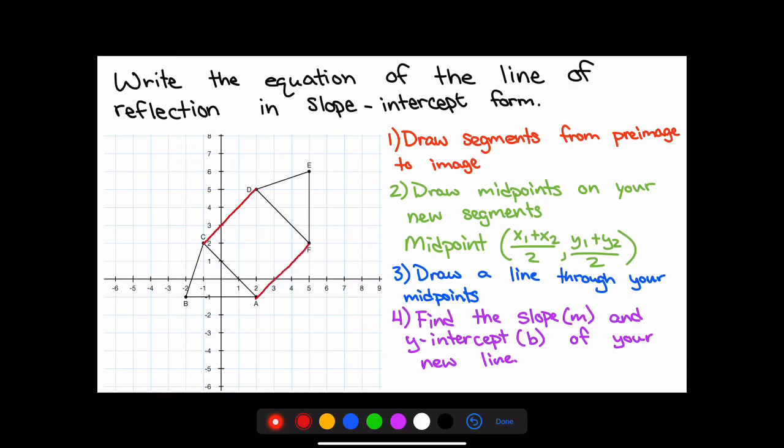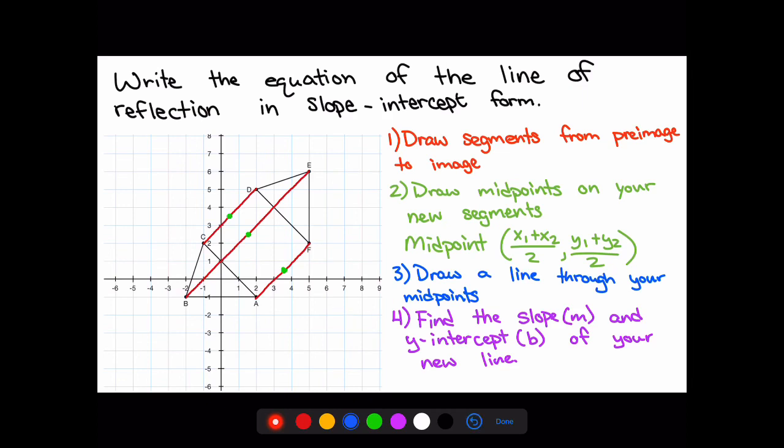Now I only need 2 segments here. I don't need all 3, but if I want to, I can. But to save time on the test, I'd recommend only doing 2 of them. The next step is to draw the midpoints on my new segments. We do have the midpoint formula to make sure that we're accurate. You can use this, but I can see that my midpoints are right here, right here, and right here. So 2 points will create that line for me, but I can use 3 just to maintain accuracy. And then from here, I'm going to draw my line through my points.